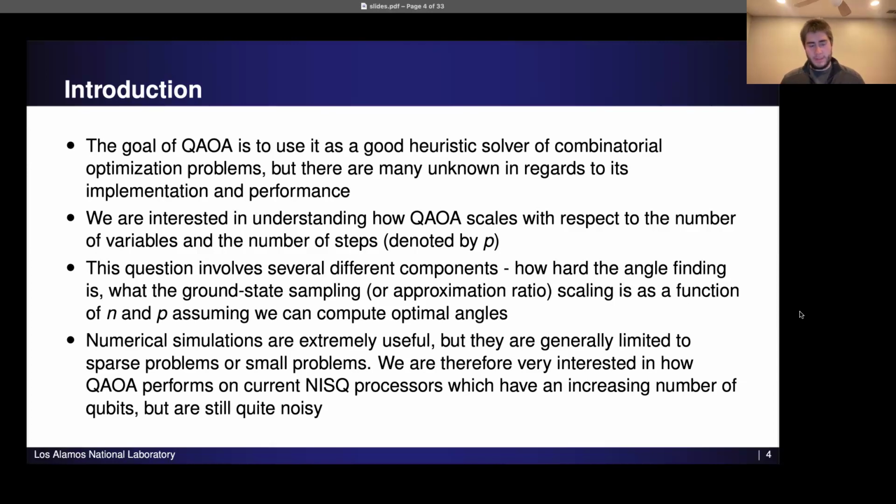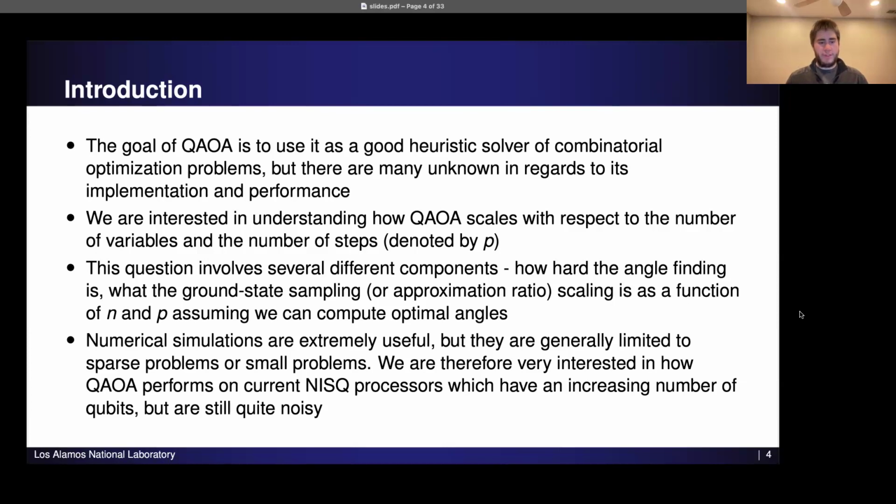And something like that, you may want to look at what if we had optimal angles, an ideal computation, what would that look like? Or you can also look at what happens on hardware, what happens when you introduce noise. So numerical simulations for studying QAOA are extremely useful, but the problem is that they are generally limited to either very sparse problems or very small problems, something like less than 32 qubits.